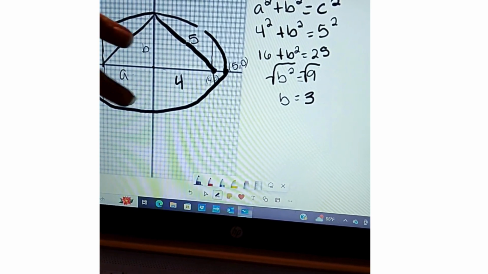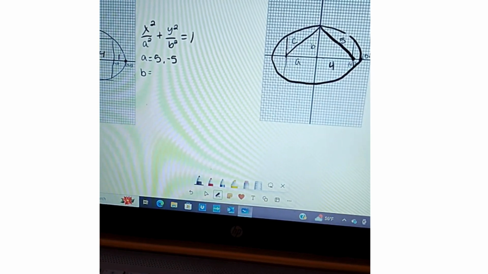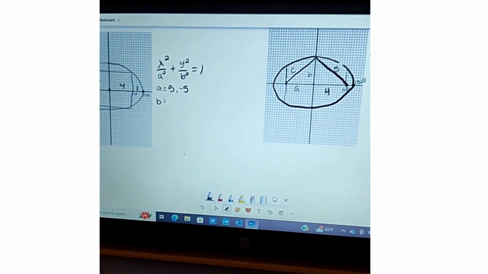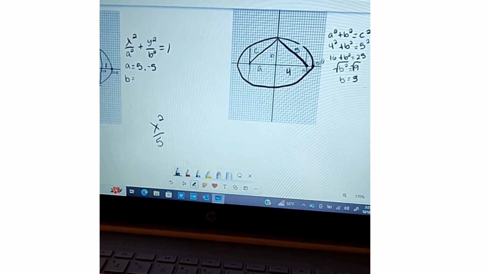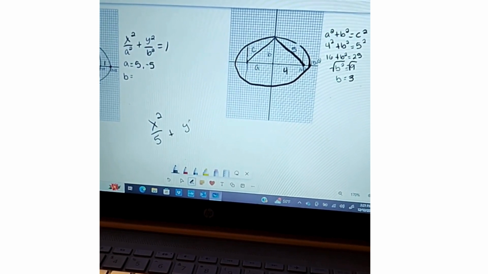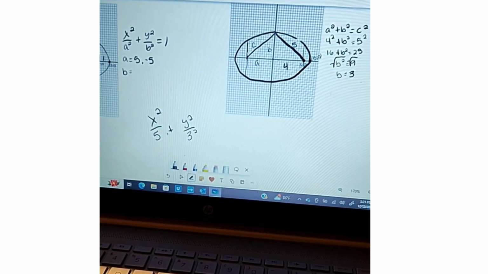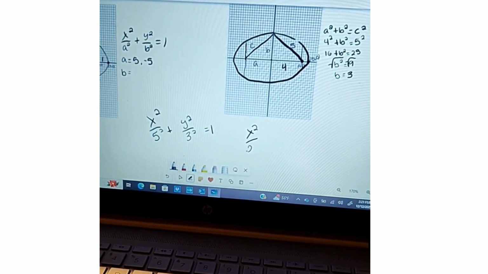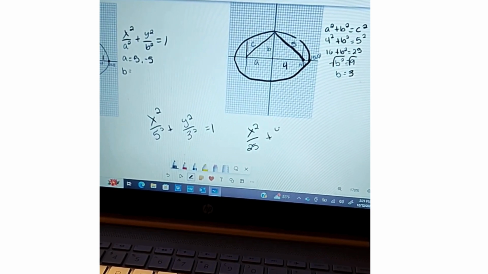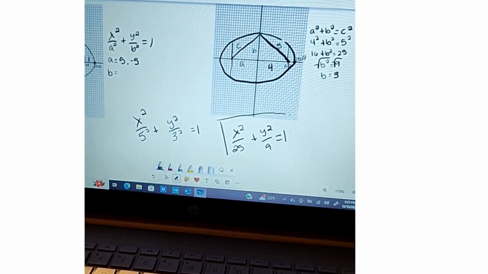Now we know what our b is, and we also know what our a is. We can fill in our a and b in the equation: x squared over a, which is 5, plus y squared over b, which is 3, and don't forget the squares like I just did, is equal to 1. So then we need to do our squares: x squared over 25 plus y squared over 9 is equal to 1. That is the answer to part 1.